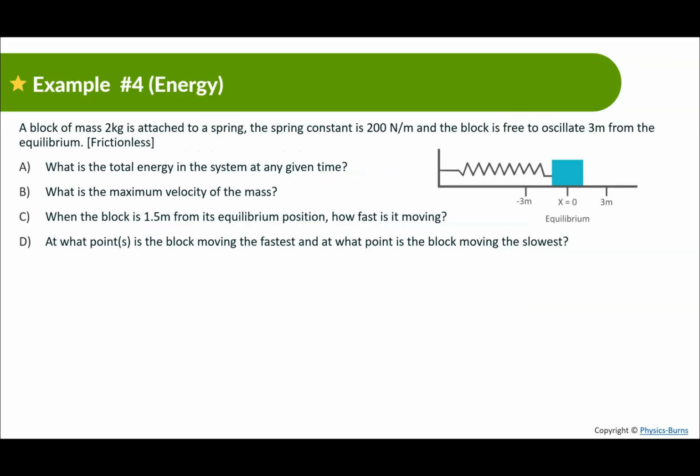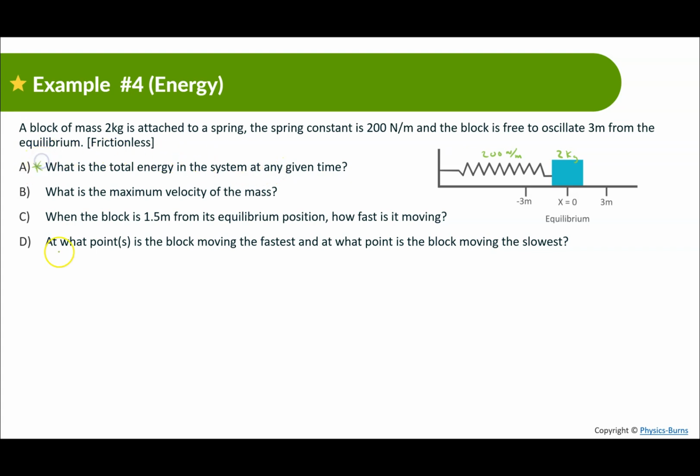Okay, here we go. A block of mass 2 kilograms is attached to a spring. The spring constant is 200 Newtons per meter, and the block is free to oscillate 3 meters from the equilibrium. Let me just write some things down to simplify: 2 kilograms, and this is 200 Newtons per meter. What is the total energy of the system at any given time?